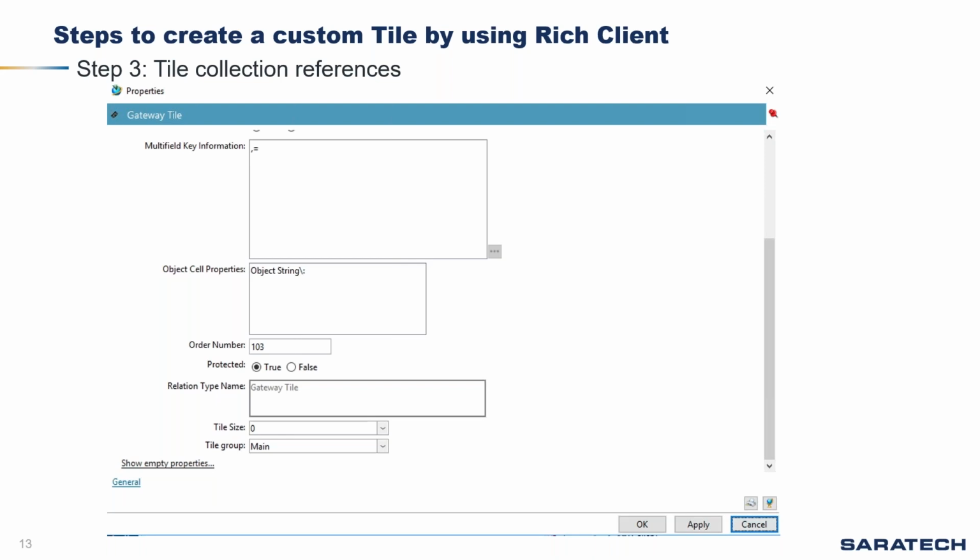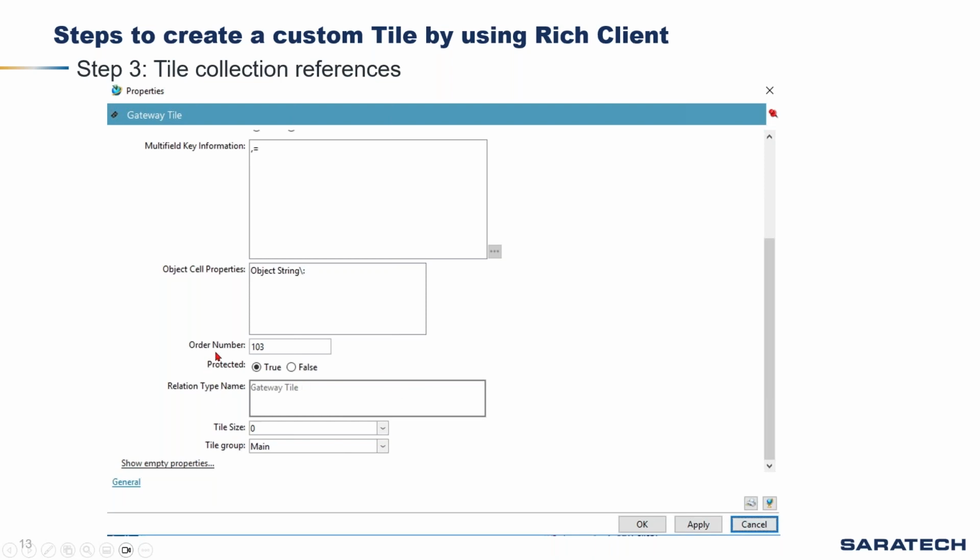And when we paste the tile in, the tile property will pop up like this. Then we will need to focus on the following main groups. The first one is the group. This is where we want to put the tile in the user workspace. So if we select the main group, it will show on the top left corner of the user workspace. And if we select the quick link, then it will show up in the quick links on the active workspace.